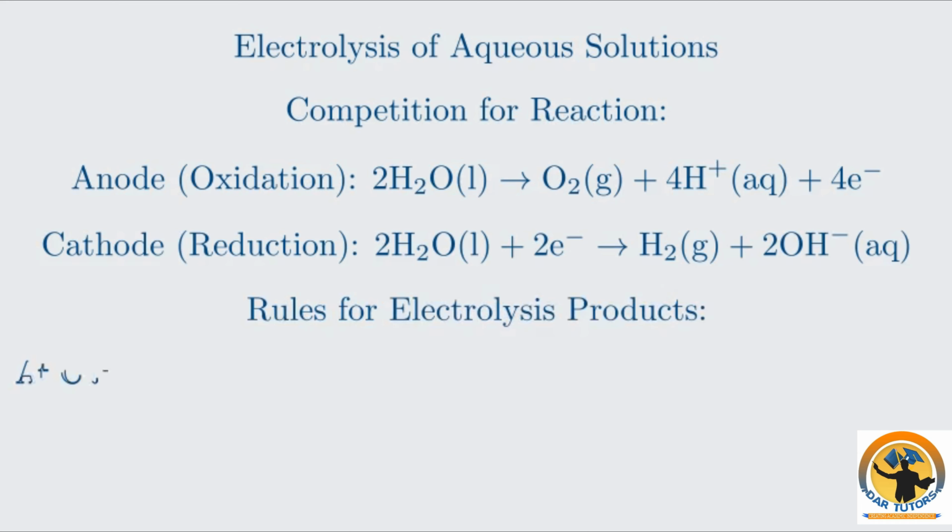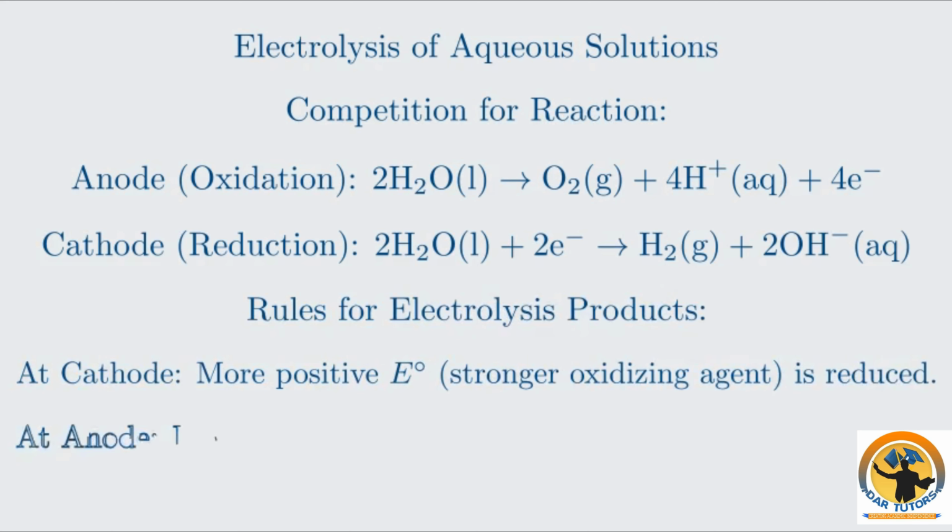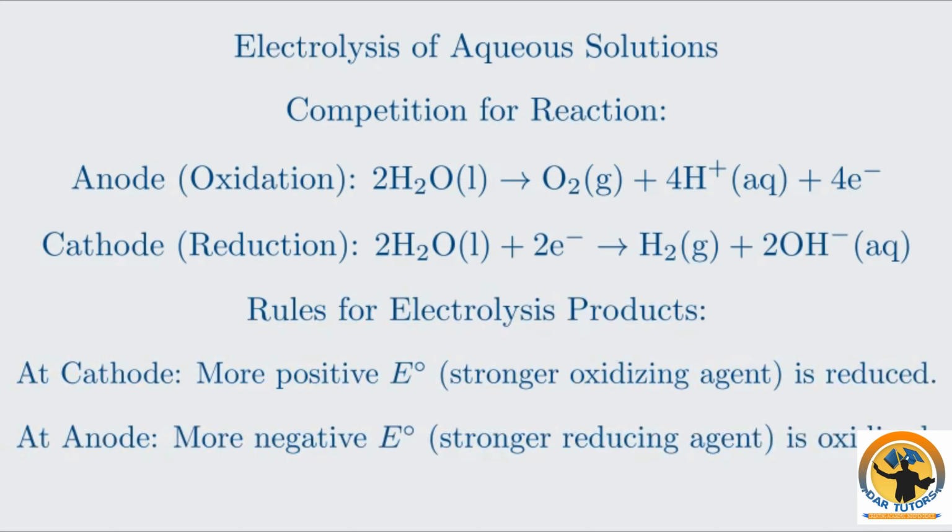Rule 1. At the cathode, the cation that has the most positive reduction potential will be reduced. If the metal cation is more reactive than hydrogen, its reduction potential is very negative, so water will be reduced instead, producing hydrogen gas. Rule 2. At the anode, it's the opposite. The species with the most negative reduction potential, meaning it's most easily oxidized, will be oxidized. So, it's about being the strongest oxidizing agent at the cathode and the strongest reducing agent at the anode.